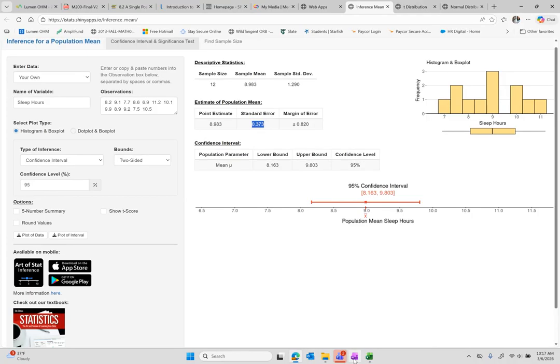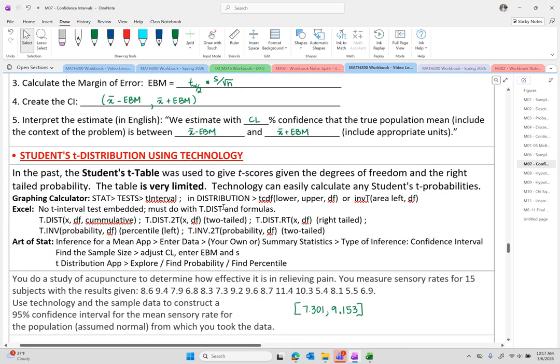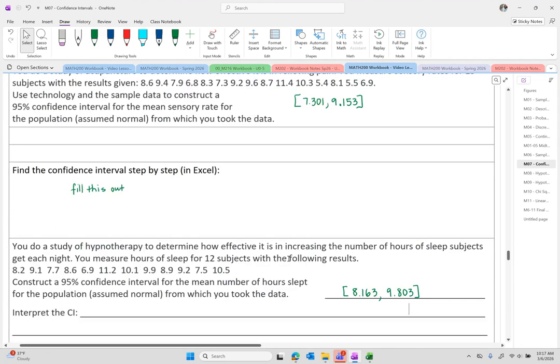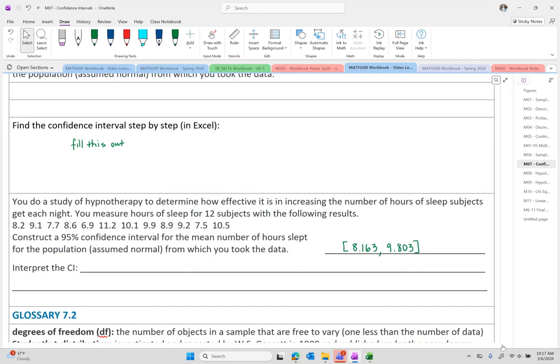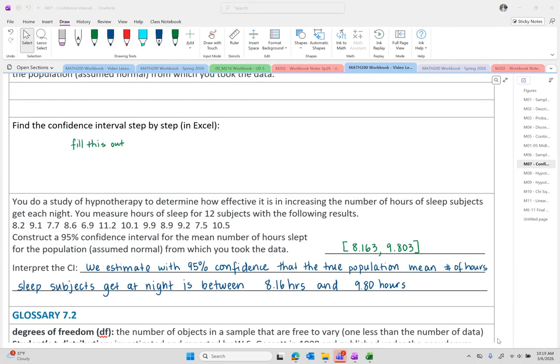Remember to reference number 5 here in your notes to write an interpretation as a complete sentence in English. Pause the video and see if you have written the same thing as I will write here. So our conclusion or interpretation of the confidence interval is that we estimate with 95% confidence that the true population mean number of hours sleep subjects get at night is between 8.16 hours and 9.80 hours.